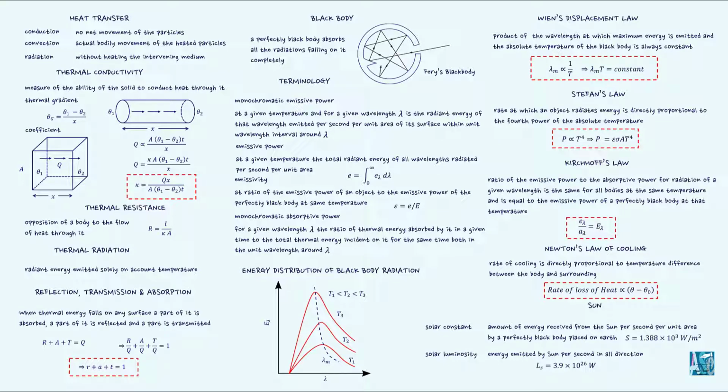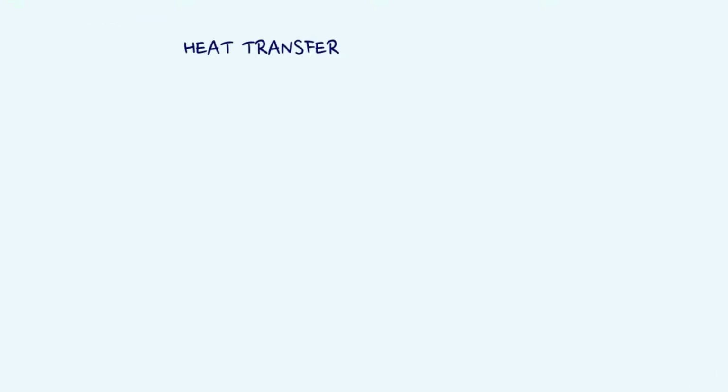Hello viewers. In this presentation, we are going to talk about transfer of heat. Heat may be transferred from one point or a body to another in three different ways. These are conduction, convection, and radiation.